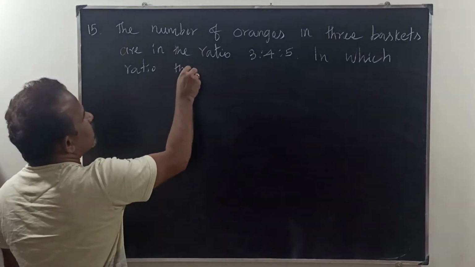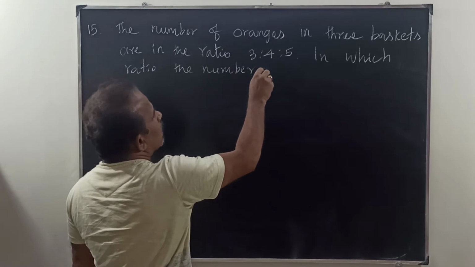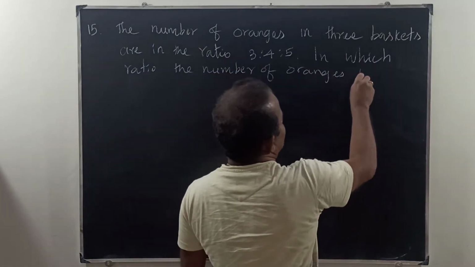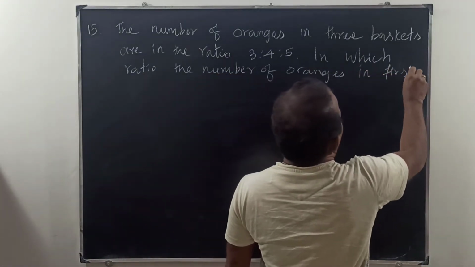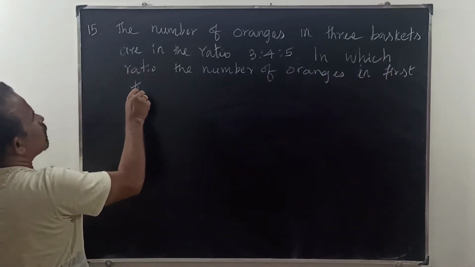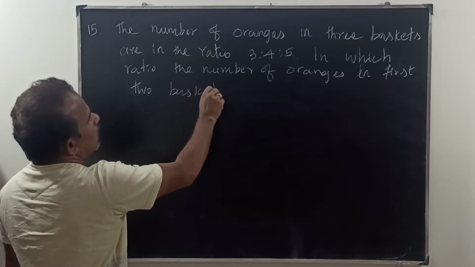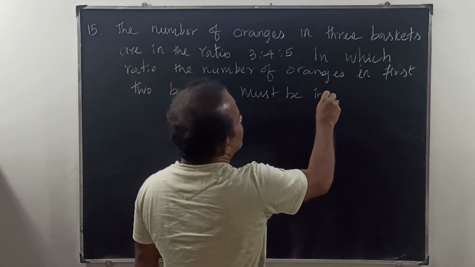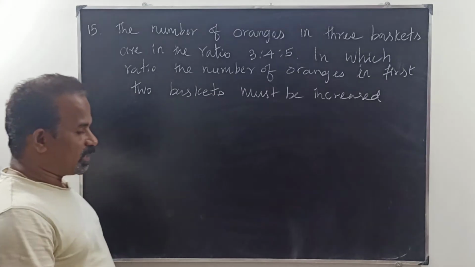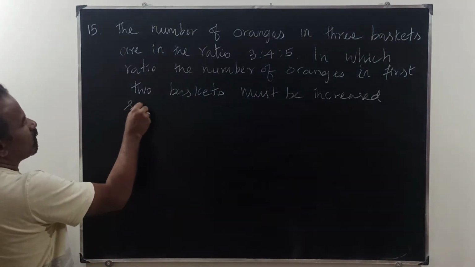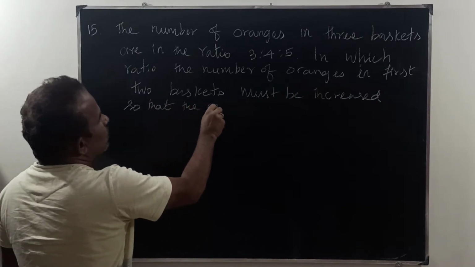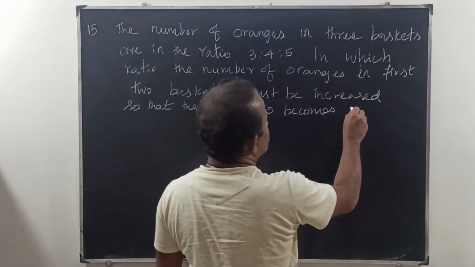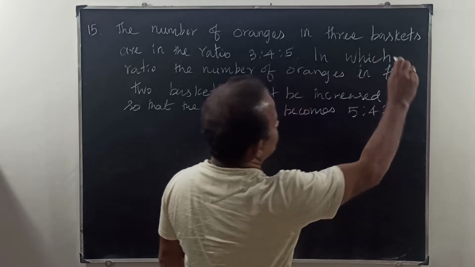In which ratio the number of oranges in the first two baskets must be increased so that the new ratio becomes 5:4:3.